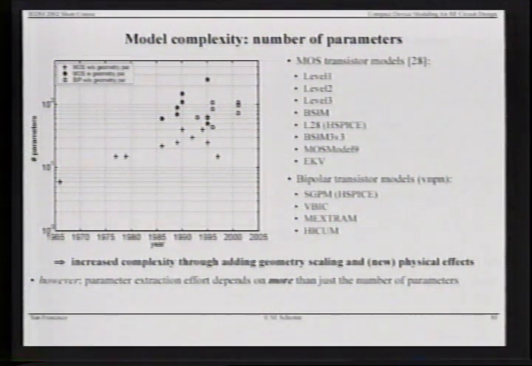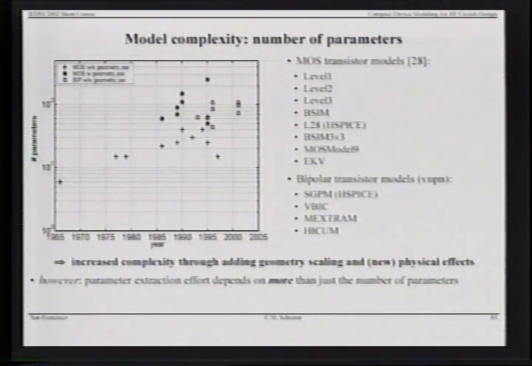What you see here is a chart, number of model parameters versus time for a bunch of MOS models and a bunch of bipolar models. You see that we get more and more complex compact models in terms of parameters. That is obvious. We include more and more physical effects for which we need parameters.